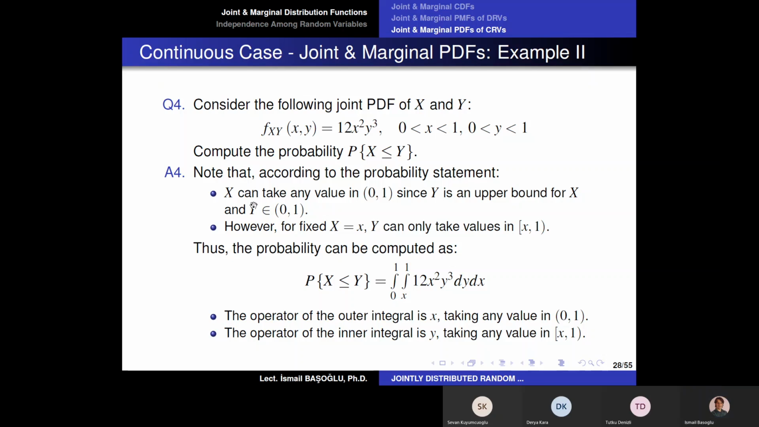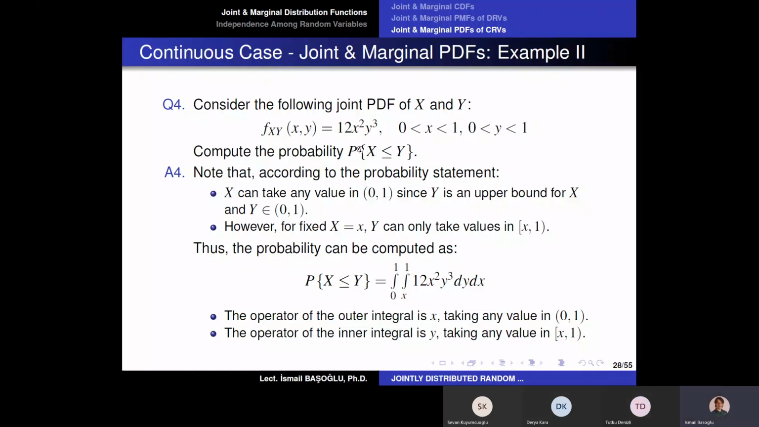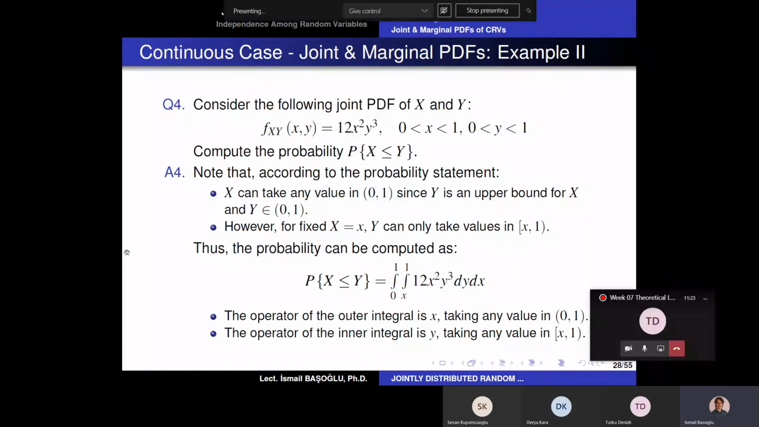Now, how are we going to solve that probability? You see, in this domain, x can take any value between 0 and 1, and y should be greater than or equal to x in this probability statement. Let me show that to you by sharing my whole screen. Now, I think you are supposed to see my whole screen, and I am just going to open a paint file to show you how this works.